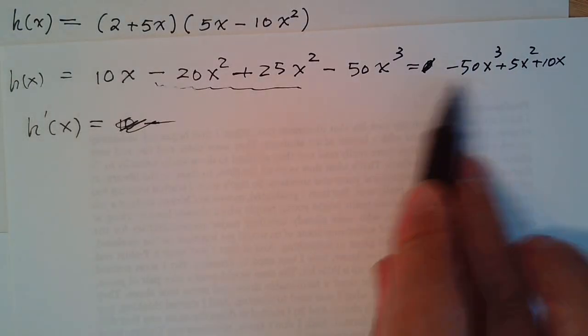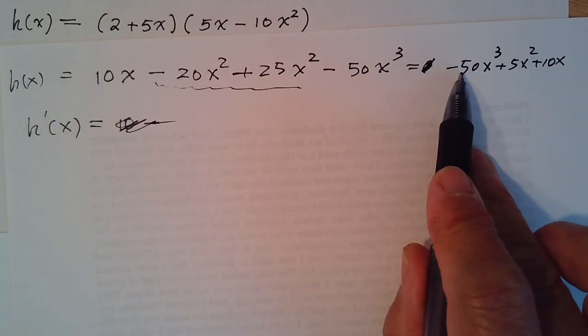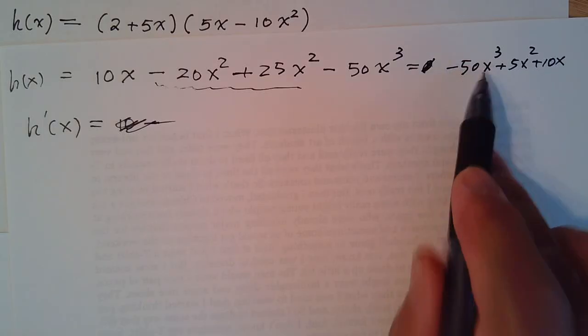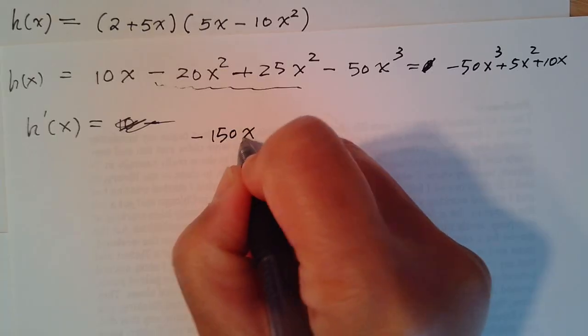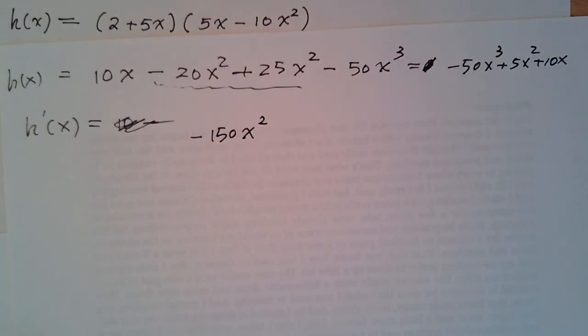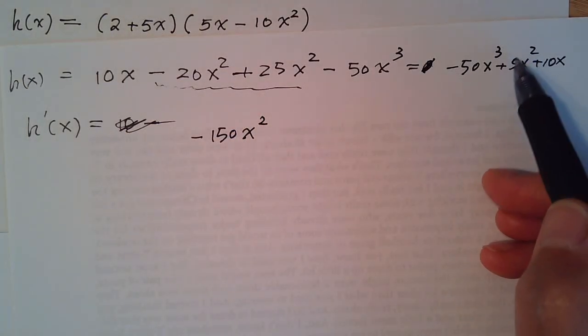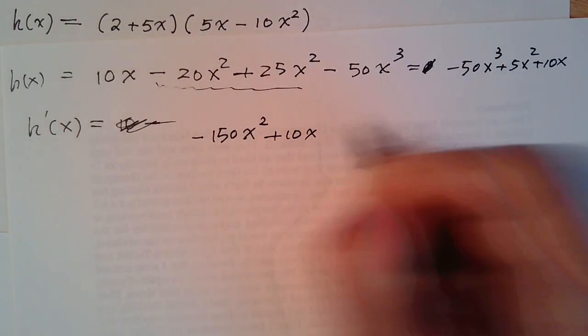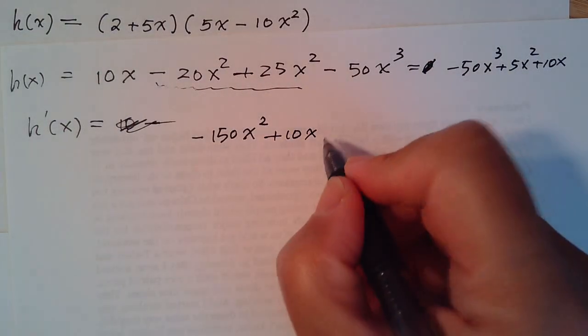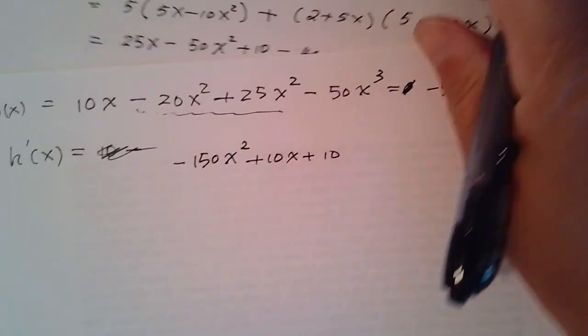Now I take the derivative of that. So 3 goes to the front, I get negative 50 times 3, so I have a negative 150x, dropping 1 degree. Okay? And then this 2 goes to the front, multiply by 5, I get a plus 10x. And then here I get a plus 10.